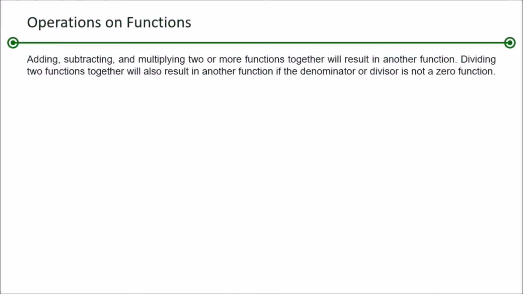Operations on functions. Adding, subtracting, and multiplying two or more functions together will result in another function. Dividing two functions together will also result in another function if the denominator or divisor is not a zero function.